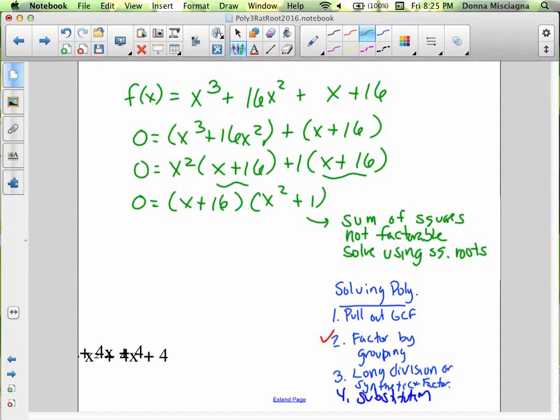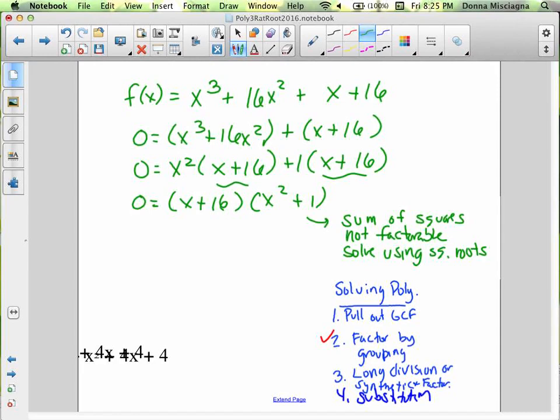So your two choices when you're on that binomial that you have to deal with and solve, you're either going to be able to factor it as a difference of squares, or if it's not a difference of squares, then you'll just solve using square roots. All right, so we have two factors here.